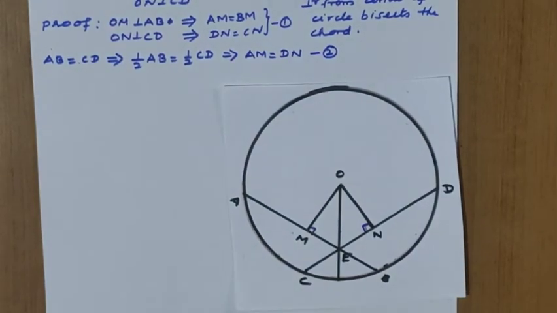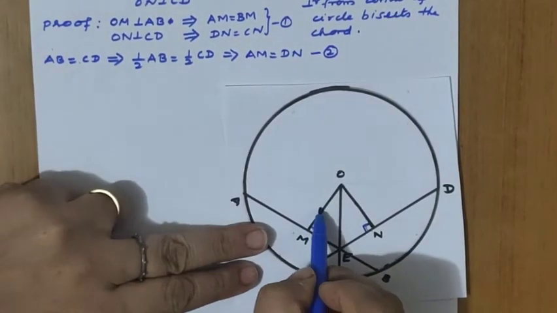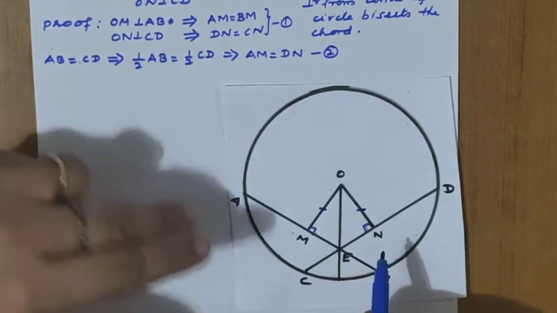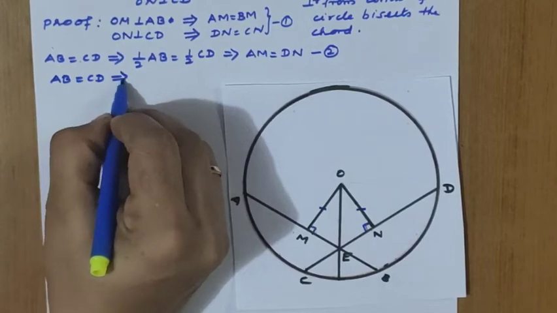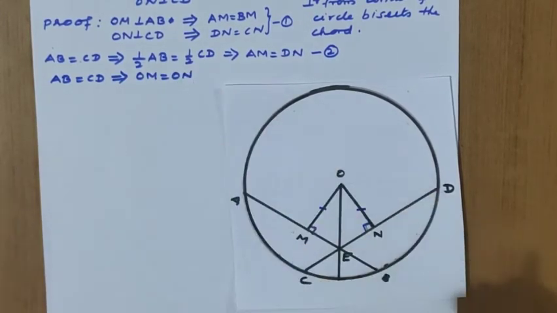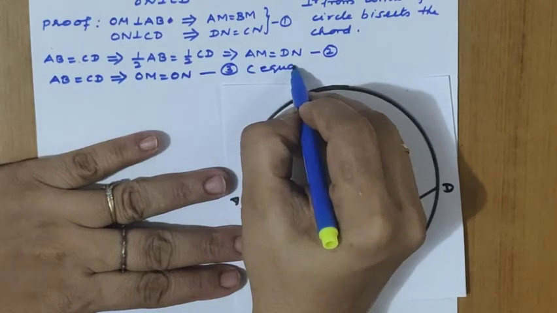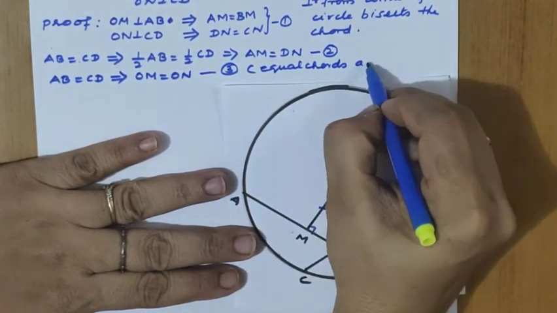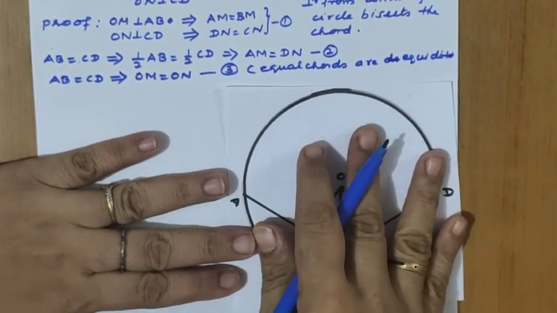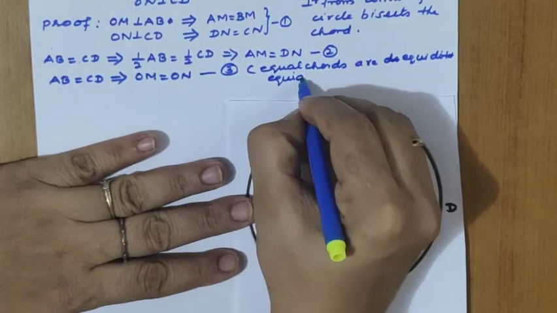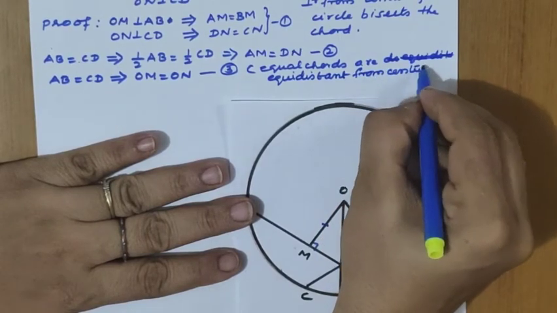Okay. Now the proof we can go, because one more criteria is there. What is that one? AB and CD are equal. If the chords are equal, then they are equidistant from the center. That means OM equal to ON also, right? So we can write AB equal to CD implies OM equal to ON. Equation number 3. And what is the reason for this one? Equal chords are equidistant from the center. Now I can go for the triangle wise proof.